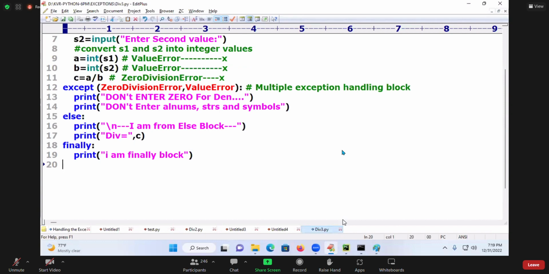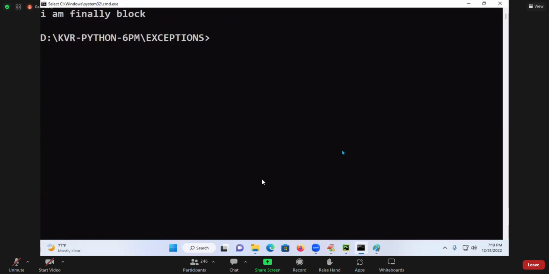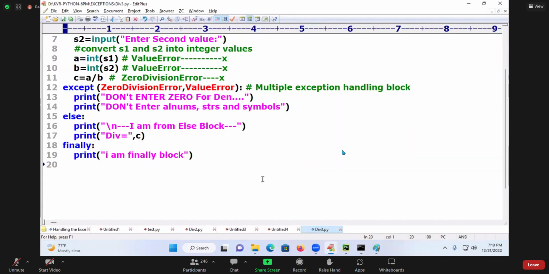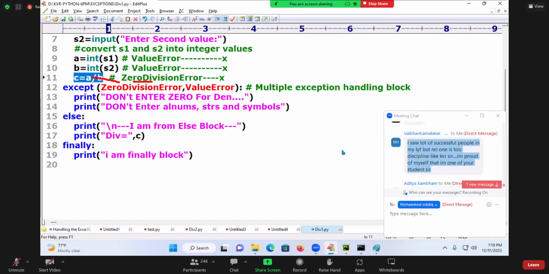Will the messages reverse? Logical error means I will run it once. Tell me your problem. 100 and 0. Okay, same message will come. Both classes will execute.